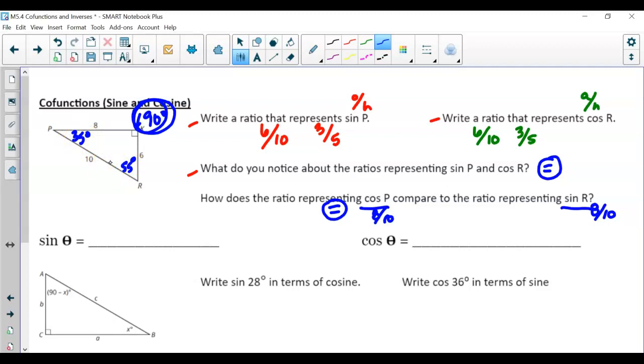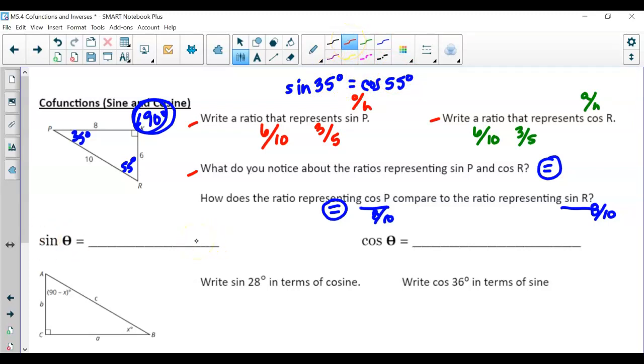They are complementary. So if I wanted to put it in relation to the angle, sine of 35 degrees, sine of P, was equal to cosine of R, which was 55 degrees. So notice how the angle measures are not the same. The cofunctions show that they are complementary. So that's how they're equal to each other.